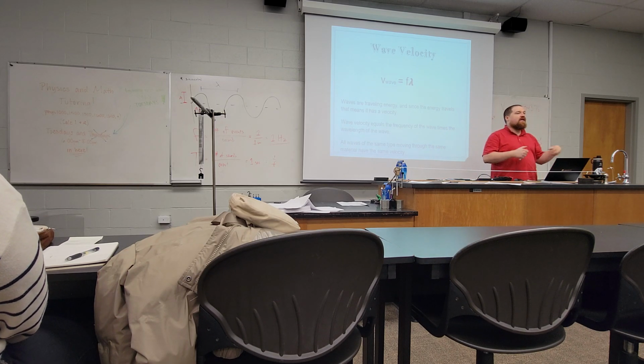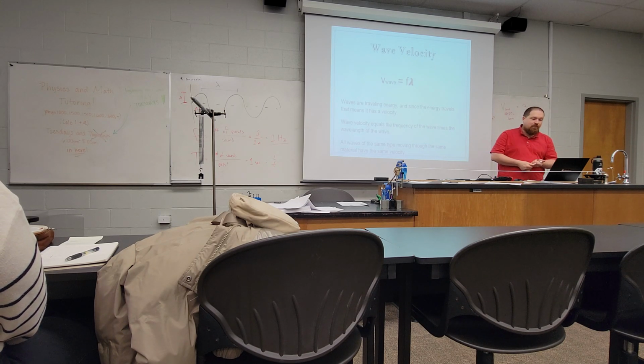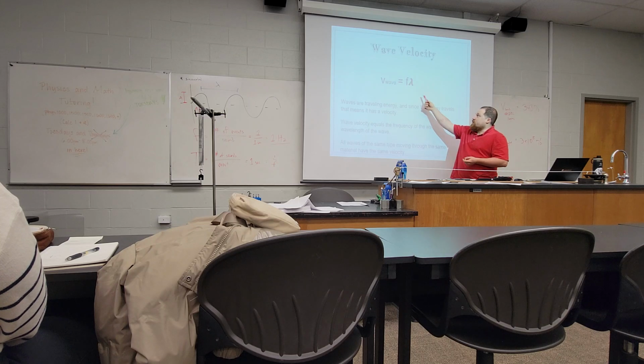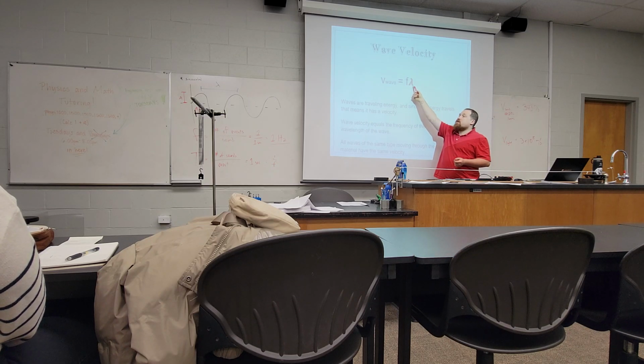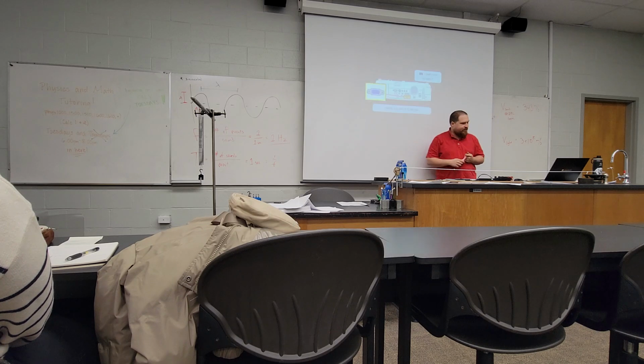They represent the rate at which the energy travels from point A to point B. And the way that you calculate wave speed is you take the frequency of a wave and multiply it by its wavelength. Those two things multiplied together tell you the speed of that wave. And this works because my computer just died.